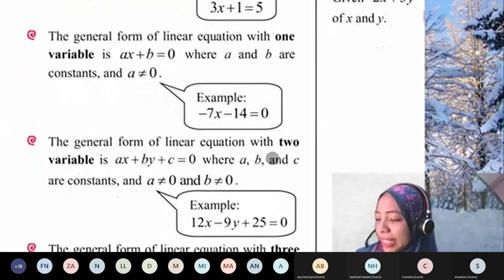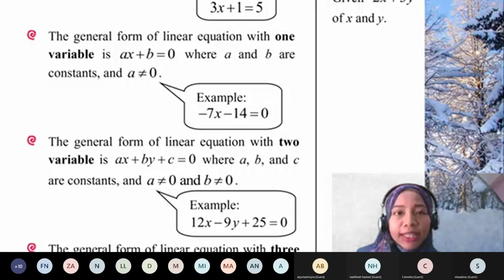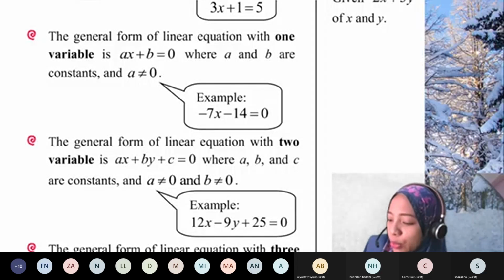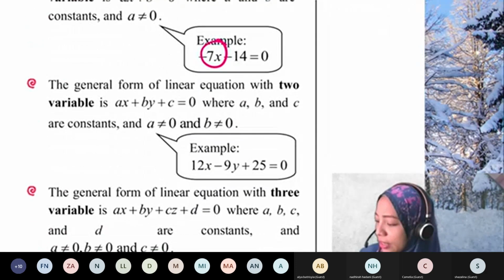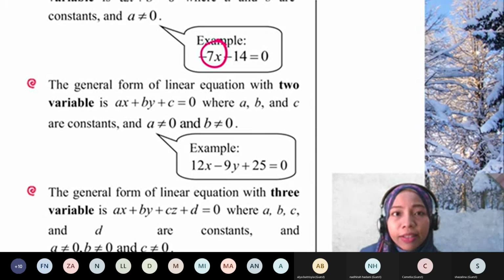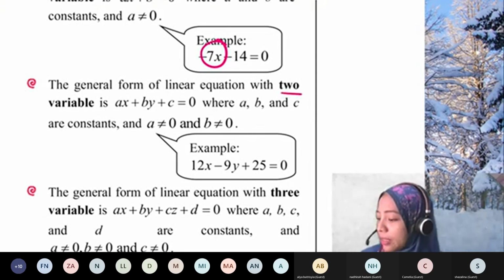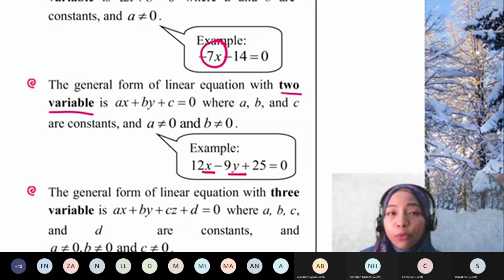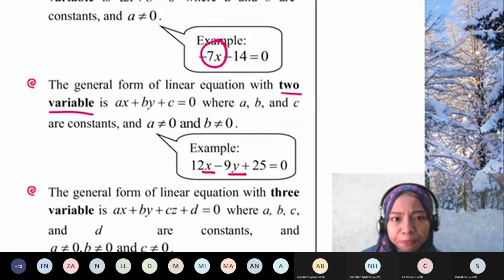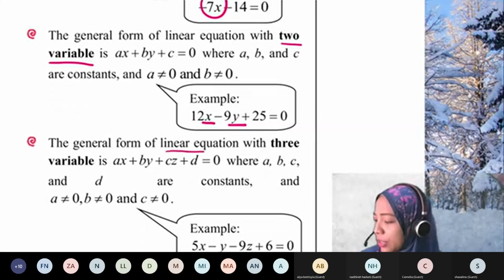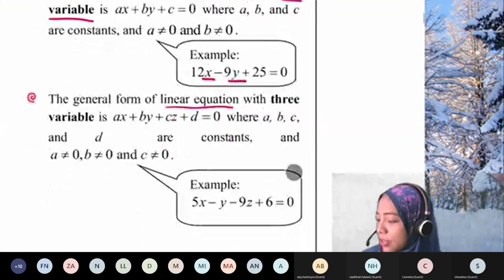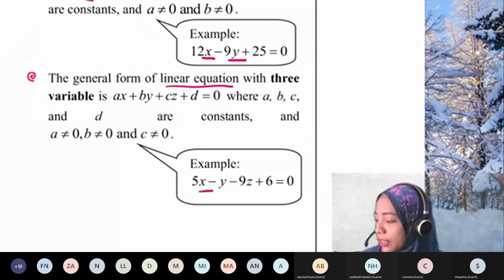Okay, tak apa. Kita tengok dulu, the first one is linear equation. So basically the linear equation, the x is power 1. Semua orang tahu itu. Power 1. And then you have linear equation with x to the power of 1, but you have more than 2 variables. So you have x, you have y, maybe you have z. And you have a linear equation again with 3 variables, x, y, z.